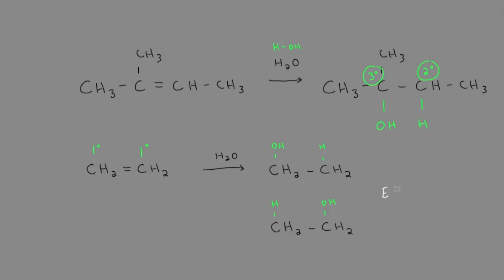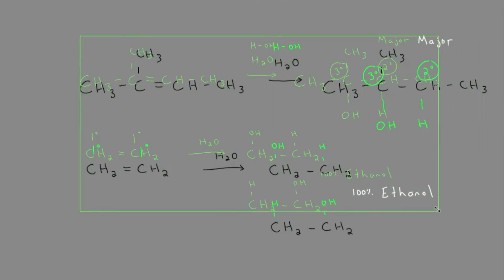So this is for when the starting molecule was symmetrical. The ethene was symmetrical across the double bond. So this was ethanol. So there's just 100% ethanol. So there's no major or minor product. Compared to the first example we did, this would be just the major product, and then we would have a minor or smaller amount of the alcohol in the secondary carbon.